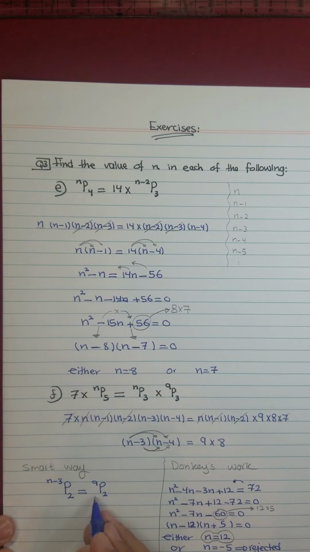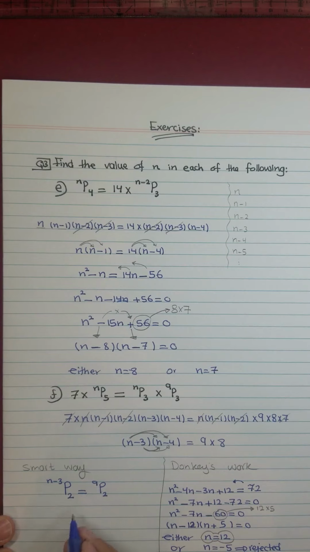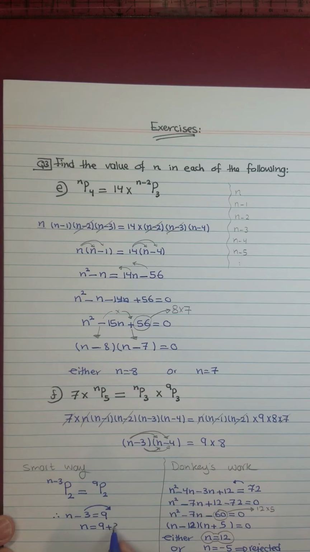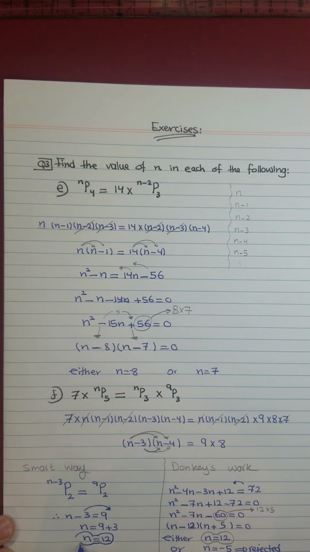Now you see two permutations that are equal, and they have the same r. So they must have the same n. So this means that n minus 3 is equal to 9. Transpose this to the other side. So n is equal to 9 plus 3, and the answer is 12. So we got the answer, I think, in an easier way, and we only got the accepted answer. We did not get the rejected answer. So this, I think, is a smarter way.